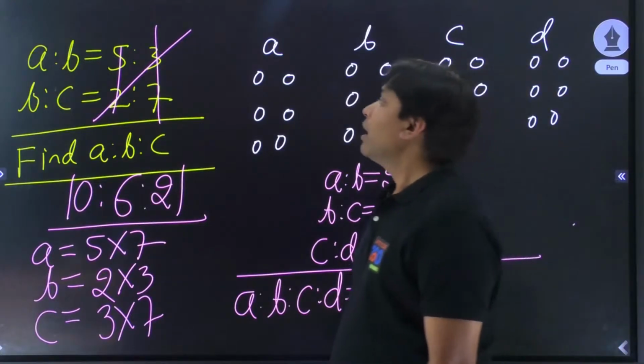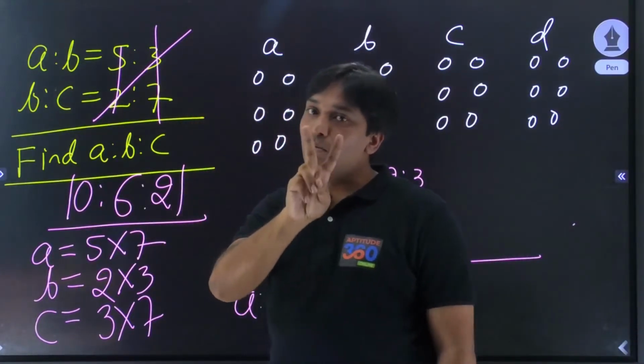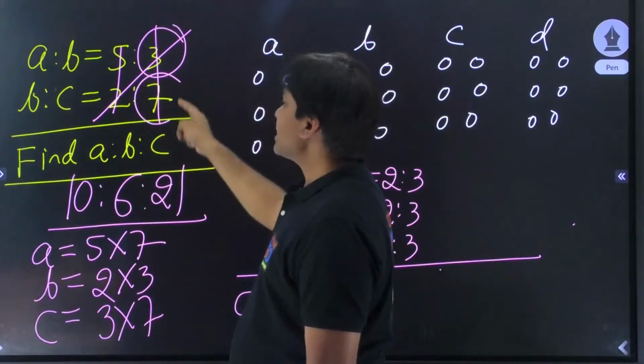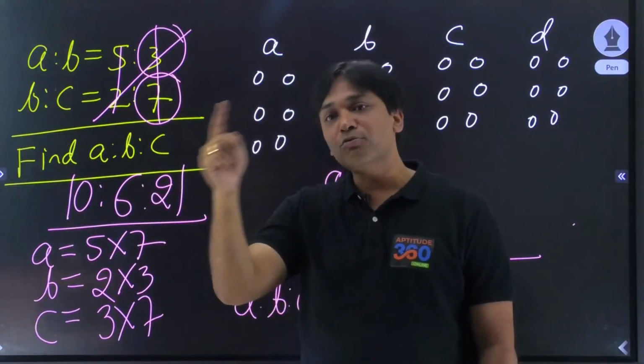Prisha, did you understand? C has to be product of the two numbers on the right side. What is the first number on the right side? 3. And the second number is 7. What is going to be the value of C? 3 into 7, which is 21.